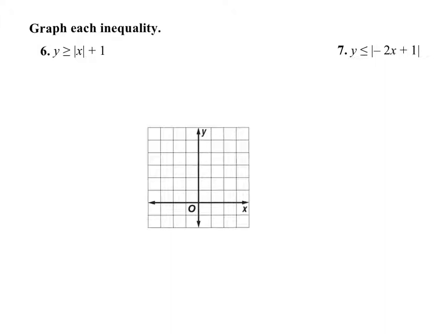On the back, we are graphing absolute value inequalities. So you want to make sure you put it in the form that I taught you. That way you could find the vertex and the slope. So number 6 is already in that form. So our vertex is 0, 1. And our slope is 1, so we go up 1 to the right.